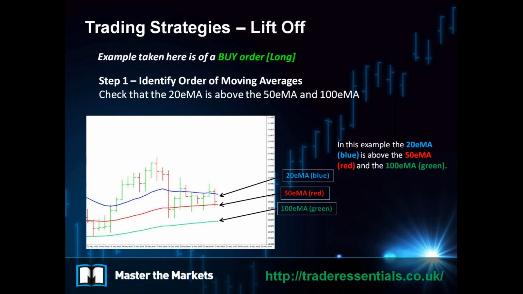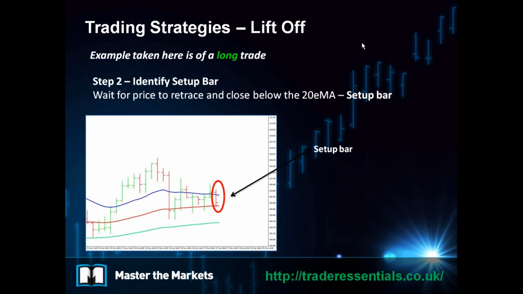So the first step is to identify the order of the moving averages. Step one is to check that if you're taking a buy trade, the 20 moving average is above the 50 and the 100. So if you're going long, 20 should be above 50 and 100. Obviously, if you're going short, then it should be the other way around. If you have that checked off, then you can go into the next step.